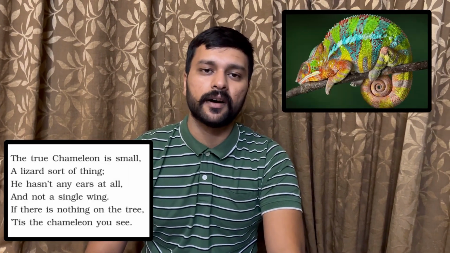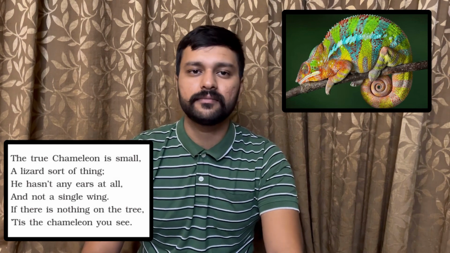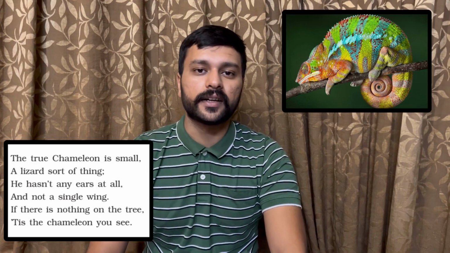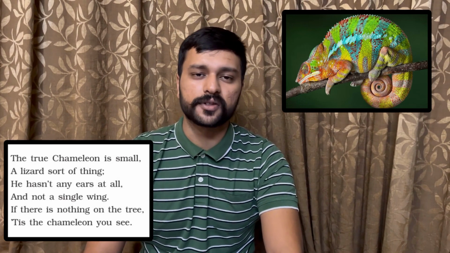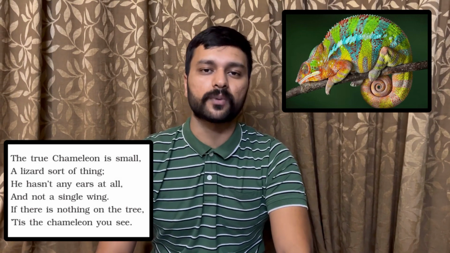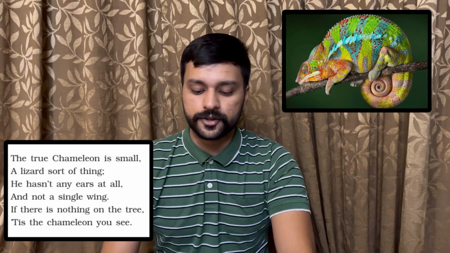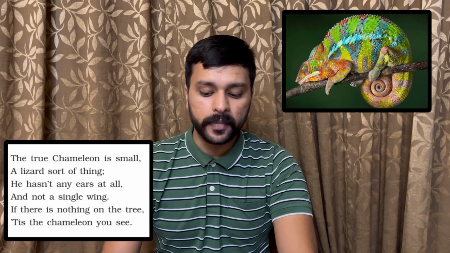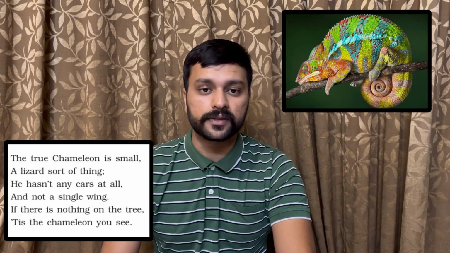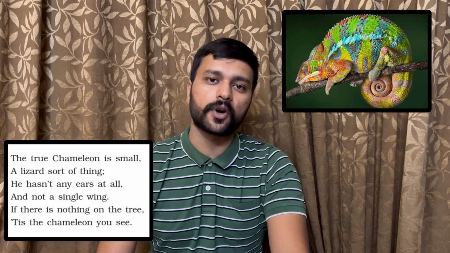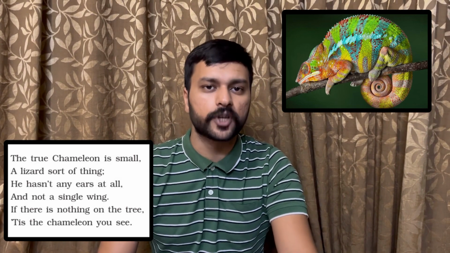In this stanza, the poet is describing another reptile which is quite dangerous in many cases, and it is the chameleon. बहुत से लोग इसको chameleon बोलते हैं, I guess, but the correct way to say this word is chameleon. She is describing it in such way. She's saying that the true chameleon is small. जो एक सच्चा chameleon होता है वो बहुत ही छोटा होता है साइज में. A lizard sort of thing, very similar to a lizard, छिपकली.